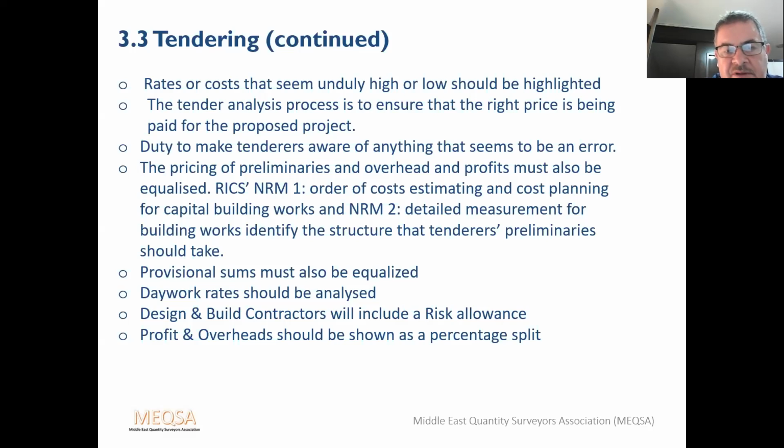Provisional sums must be equalised. Day work rates should be analysed. Design and build contractors will include a risk allowance, which is acceptable within a certain range. And the profit and overhead should be shown as a percentage split.